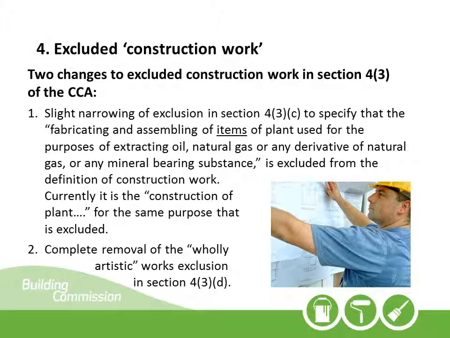The first change is a slight narrowing of Section 4.3c to specify that only the fabricating and assembling of items of plant used for the purposes of extracting oil, natural gas, or any derivative of natural gas, or any mineral-bearing substance is not construction work for the purposes of the CCA. This narrowing means that contracts for certain civil works carried out as part of building a mining plant or oil processing facility on site in WA are now captured by the CCA.